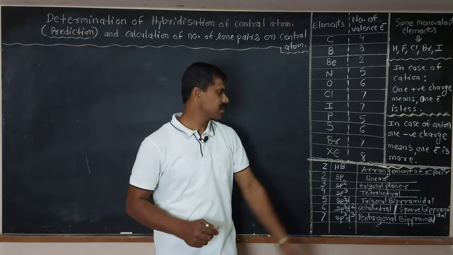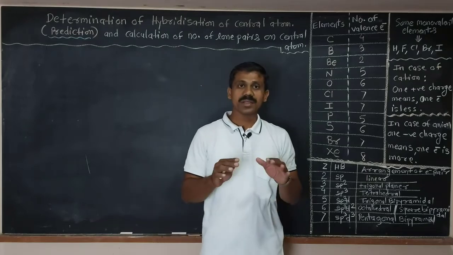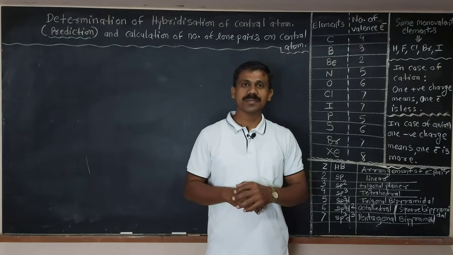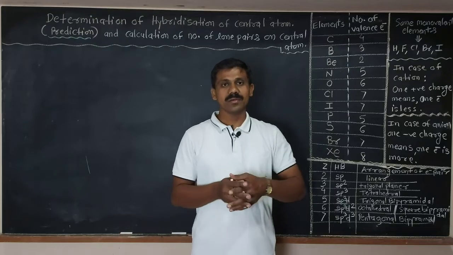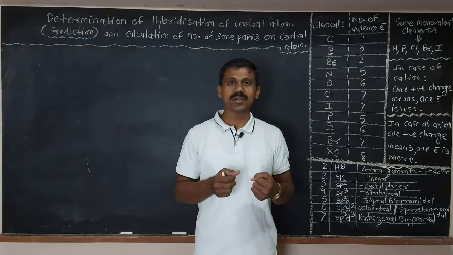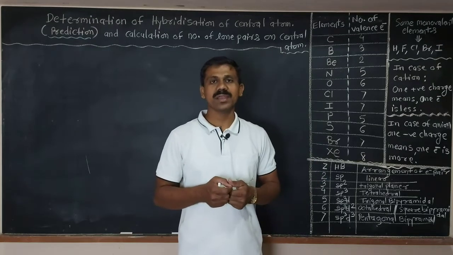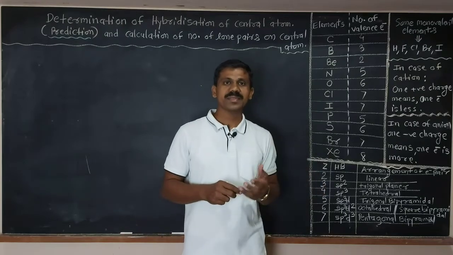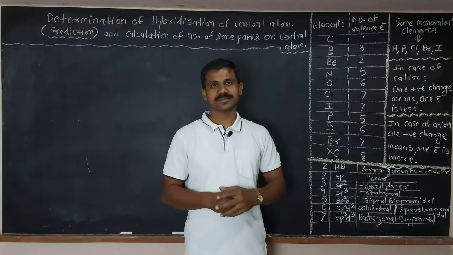and xenon 8. Xenon is also sometimes a central element because its ionization enthalpy is very low. When some more electronegative elements like fluorine and oxygen combine with xenon, it loses its electrons. That's why it is also a central element.